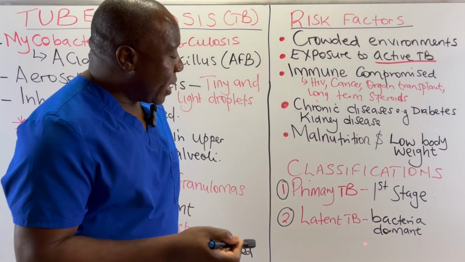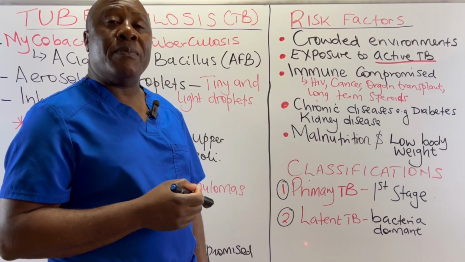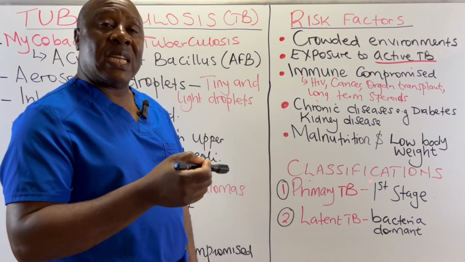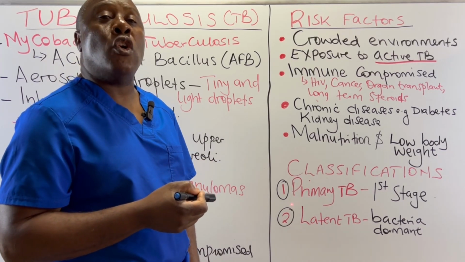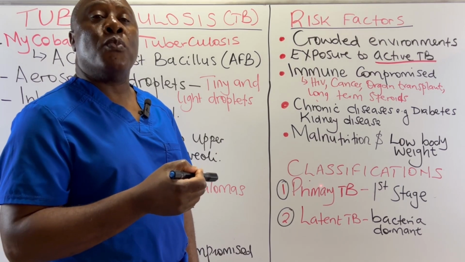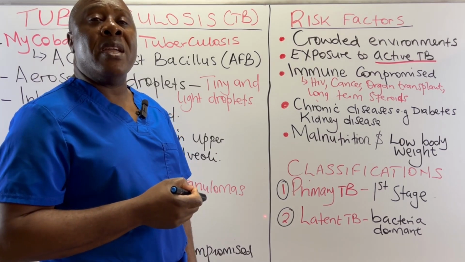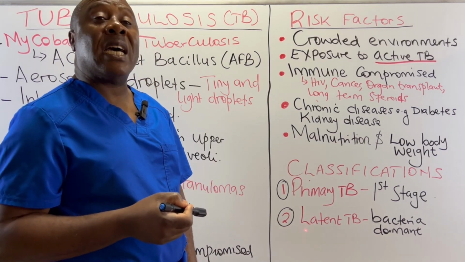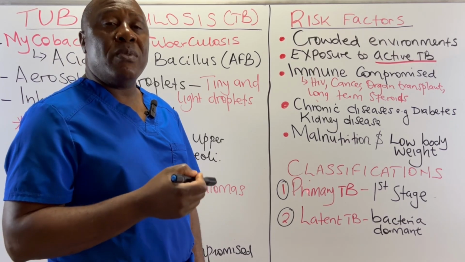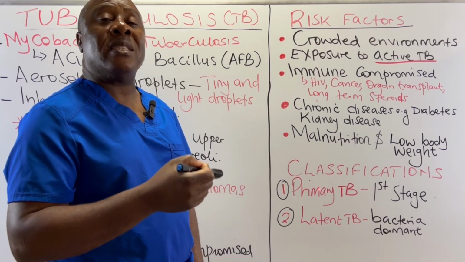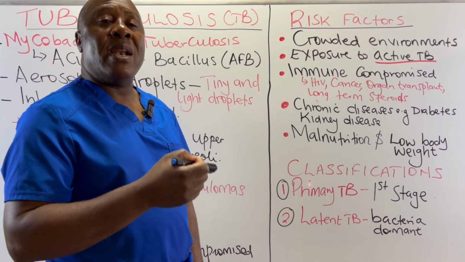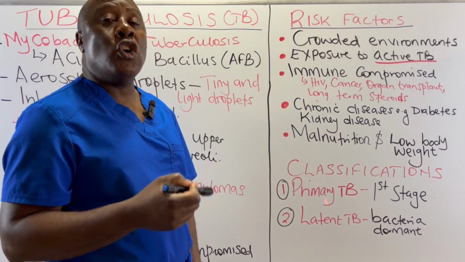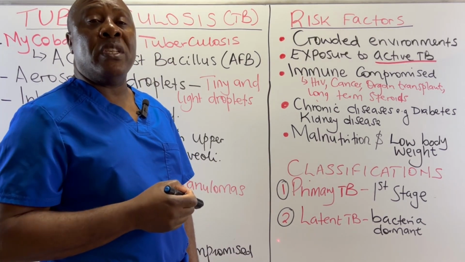Then number two, we can classify TB as latent TB. Now, this is where the white blood cells have formed granulomas. They have surrounded this bacteria, making it dormant. It does not have the capability to multiply and spread to other areas of the body. So latent TB is where the bacteria is dormant because it's surrounded by the white blood cells. But remember, this can only happen as long as the immune system is intact. Whenever the immune system remains intact, then this bacteria can remain dormant for the rest of the life of this particular patient.